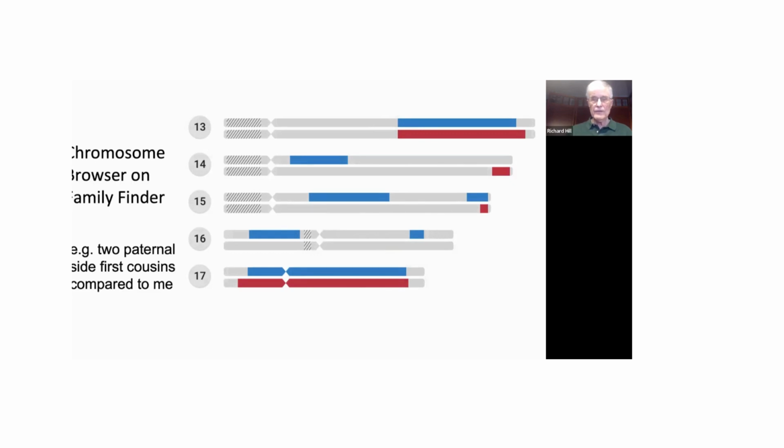And this example shows two of my paternal cousins on Family Finder. One of them is colored blue and the other is colored red. And I'm only showing 5 chromosomes to keep the visual readable. The 3 of us, as you can see, have significant overlaps on chromosomes 13 and 17. And those segments were passed down from the grandparents we have in common.